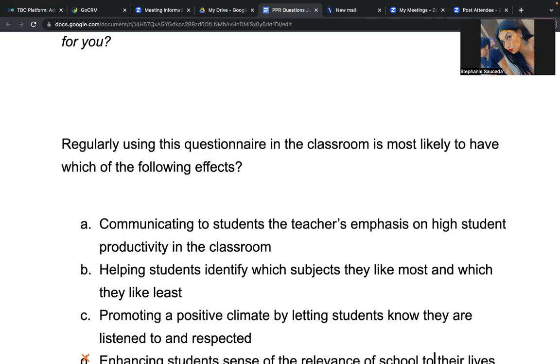What else can we rule out? Not A. Yeah, that's not what's happening here. High student productivity in the classroom, no, that's not what it's communicating. And then we have helping students identify which subjects they like most and which they like least, or promoting a positive climate by letting students know they are listened to and respected.